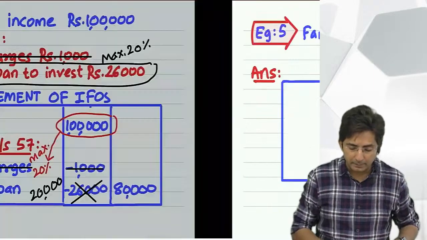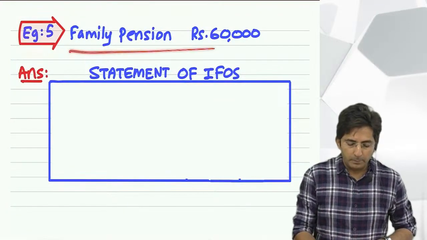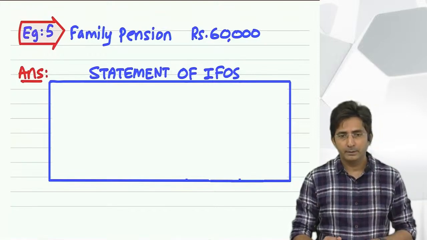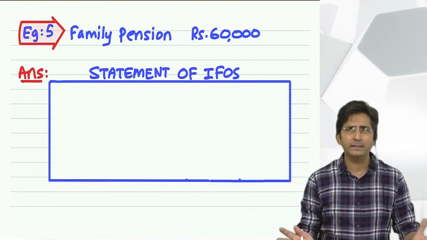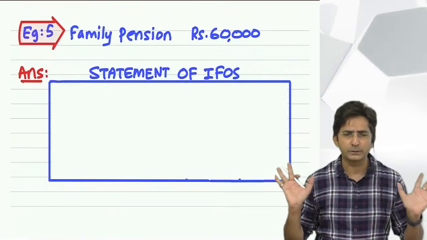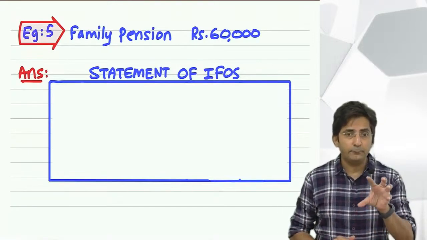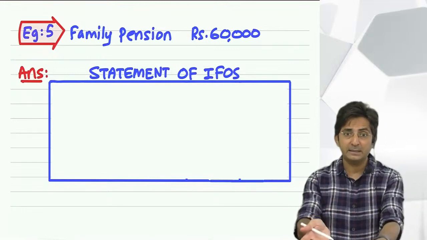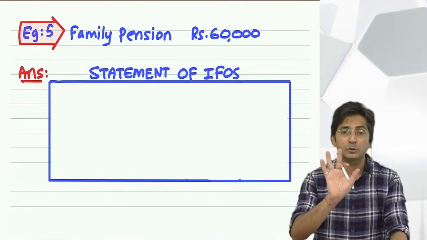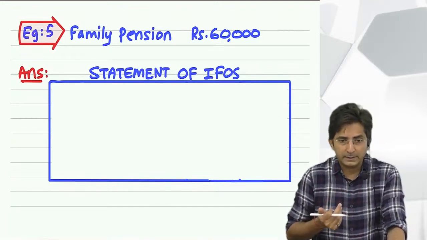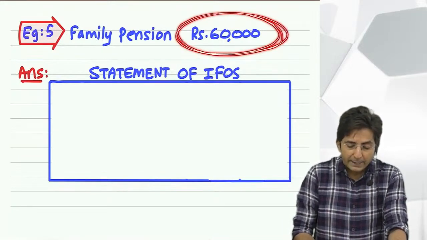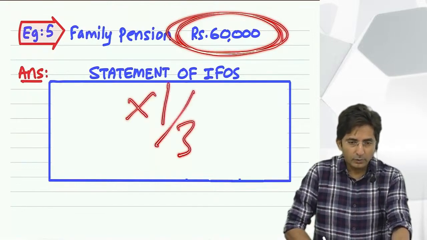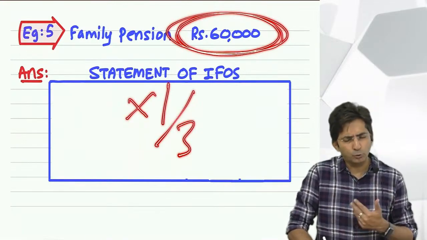Then, example 5 is about family pension. See, if you remember, last lecture I said family pension, if it is received by the family of an army employee, then it is completely exempt under section 10(19). Because we respect army people who lose their life in the armed forces. But imagine if an employee was not working in the army, he was a normal employee and he died, and after his death the family is getting the pension, then also the government has some sympathy. And out of sympathy, you know what the government says, whatever family pension the wife might have received after the death of her husband, 1/3 of that will be free from tax. 1/3. Fixed rule of 1/3.